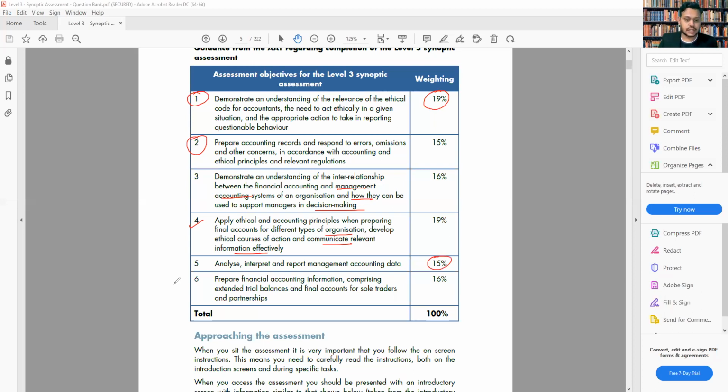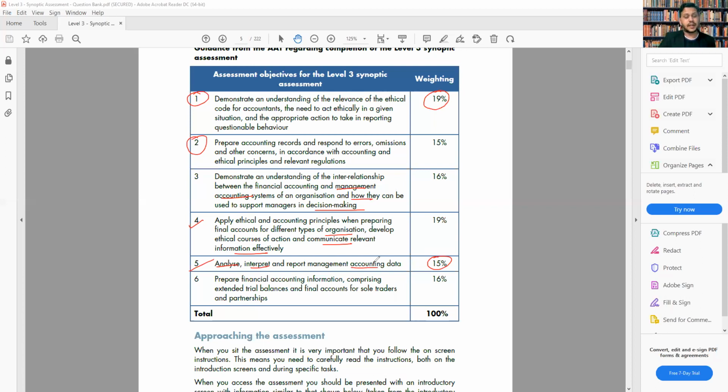Finally, the last question is question number 5. Analyze, interpret, and report management accounting data. Again, this question normally comes from your management accounting, but we'll see a few questions like what type of question comes in the exam for this question number 5.